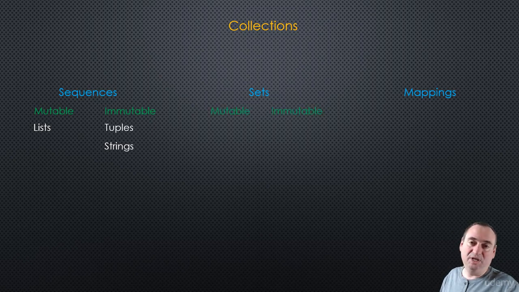Then we have sets. Now, sets can also be broken down into mutable and immutable. And in this case, we'll cover sets, which are the mutable sets. And we also have something called frozen sets, which are the immutable equivalent of sets. And lastly, we'll look at dictionaries.